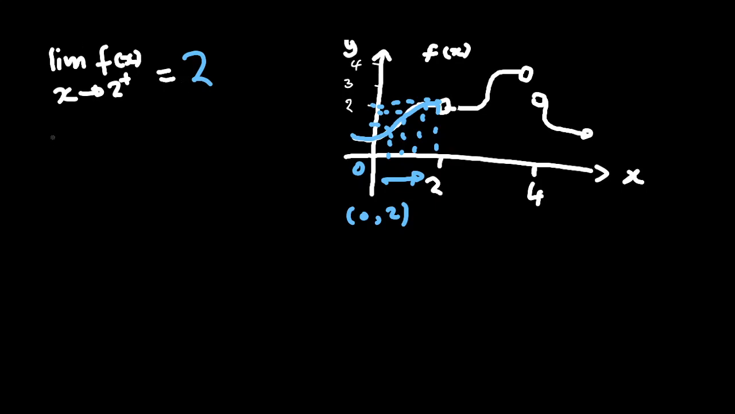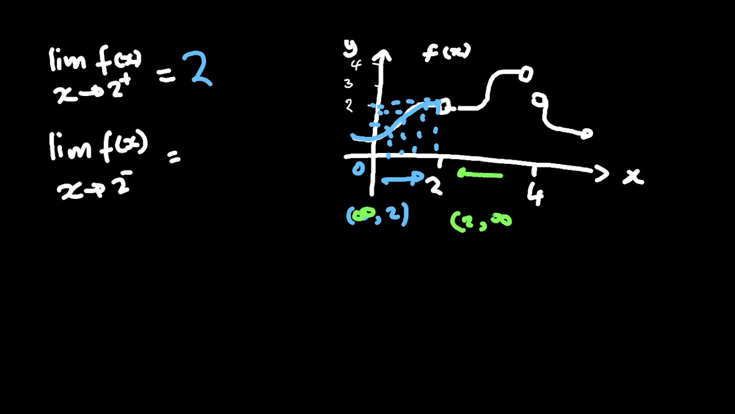So what will be the limit of f(x) as x approaches 2 from the left? So if I'm approaching 2 from this side, which is from infinity, so if I'm coming from this interval, which is 2 to infinity, what will be the f(x) here? So what will be the limit of f(x) if I'm approaching from the right?